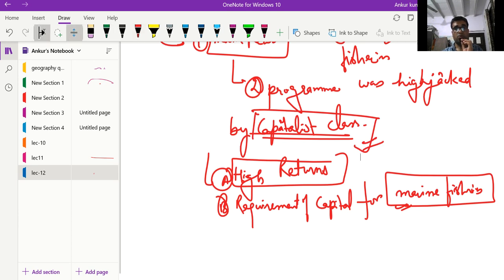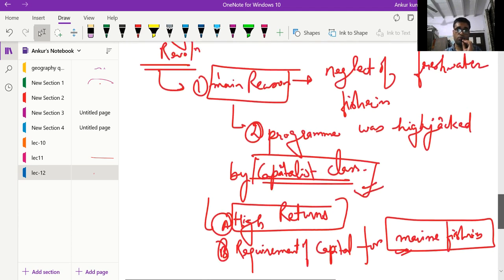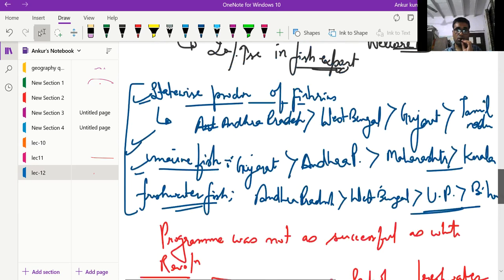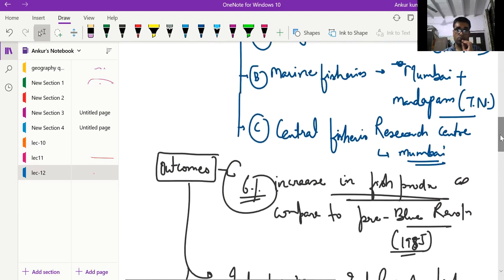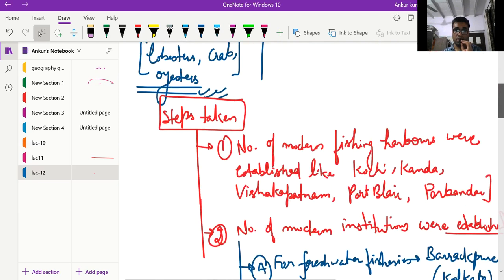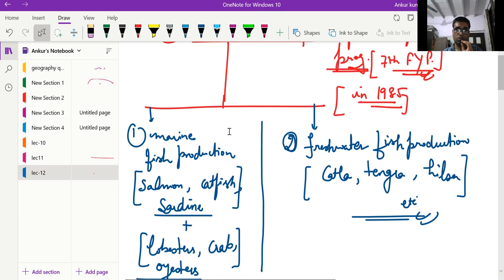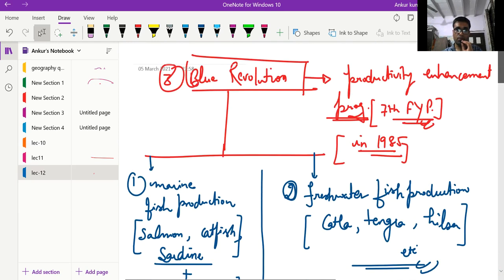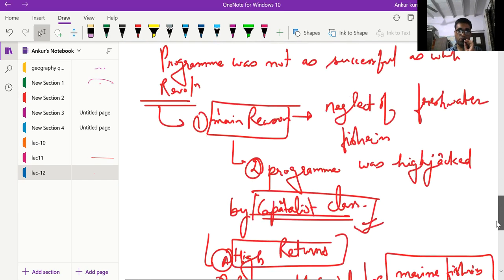So these were the problems associated with the Blue Revolution program, and these were the state-wise contributions, the outcomes of the program, and the strategies adopted in the program. So this was the freshwater and the marine water that we thought of initially, and when it was started. So this was the detailed discussion on the Blue Revolution.